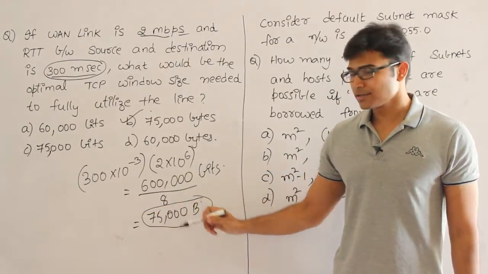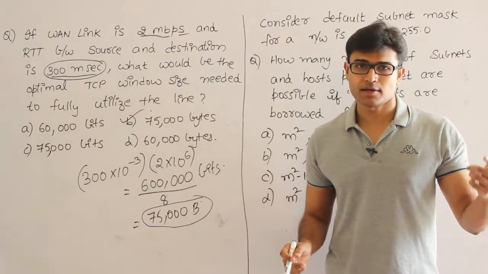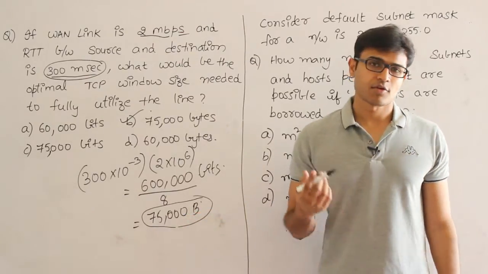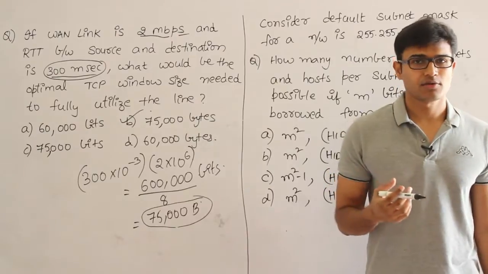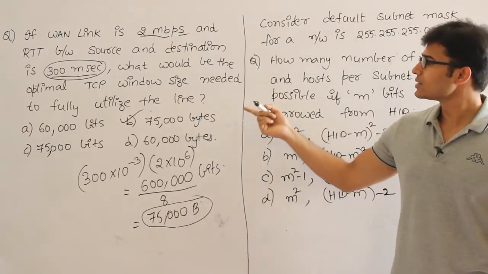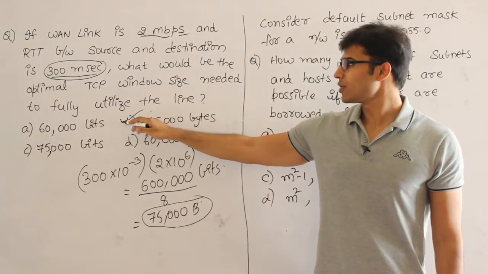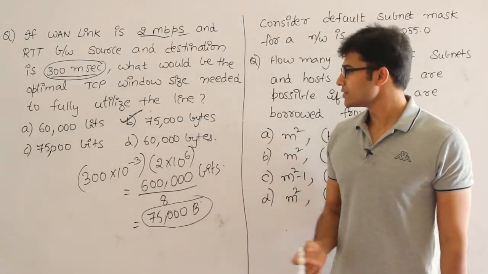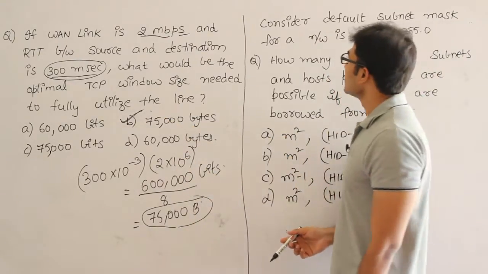Then how many packets? That depends on what is the size of each packet. Then you divide the window size by the size of each packet, and then you get the number of packets. Anyway, they just asked what is the size in bytes? So the answer is this. Okay, look at the next one.